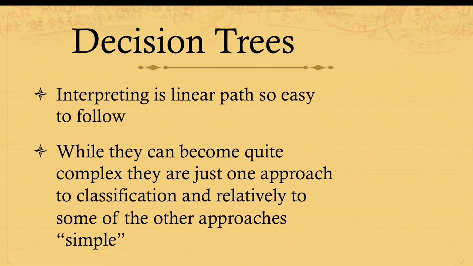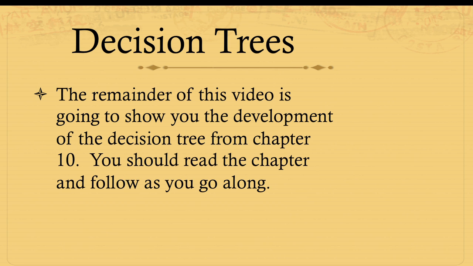My objective here is not that you learn everything about how to do complete classification, but rather that you understand what classification is about. The remainder of this video is going to show you, using Rapid Miner, the development of the decision tree from chapter 10. You should read the chapter ahead of time, or read it and follow along as you go. I do apologize, this video is fairly long, so you might want to break it up. It's probably going to end up being close to half an hour. I do hope you enjoy it, though, because I think it is kind of fun to start getting you to use some of the technology.